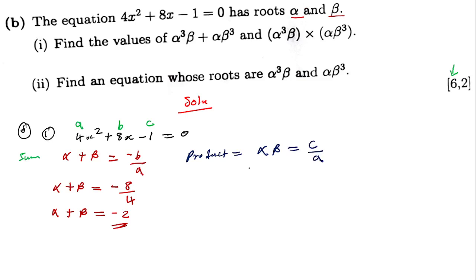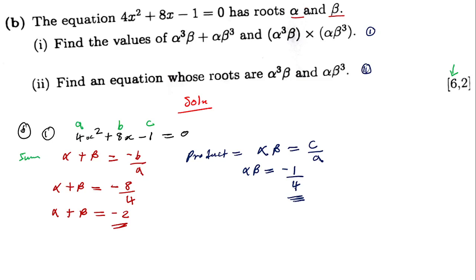Then alpha beta is simply equal to, what is your C? It's negative 1. So you're going to put negative 1. What is your A? Your A is 4. So this is your sum and this is your product. Now, what you have done here has not answered this one and has not answered that one, but it has carried the marks. Now, once we are done with this, we now need to go to the questions.